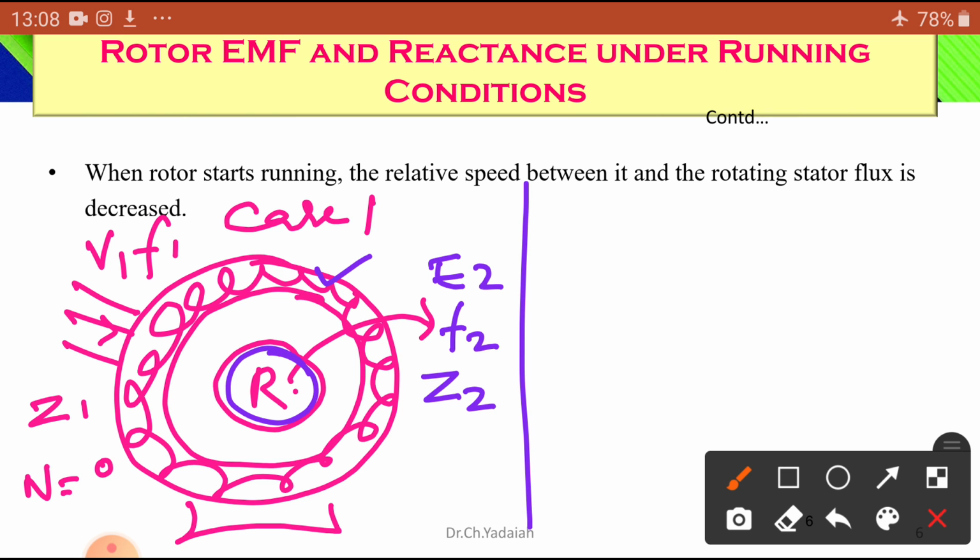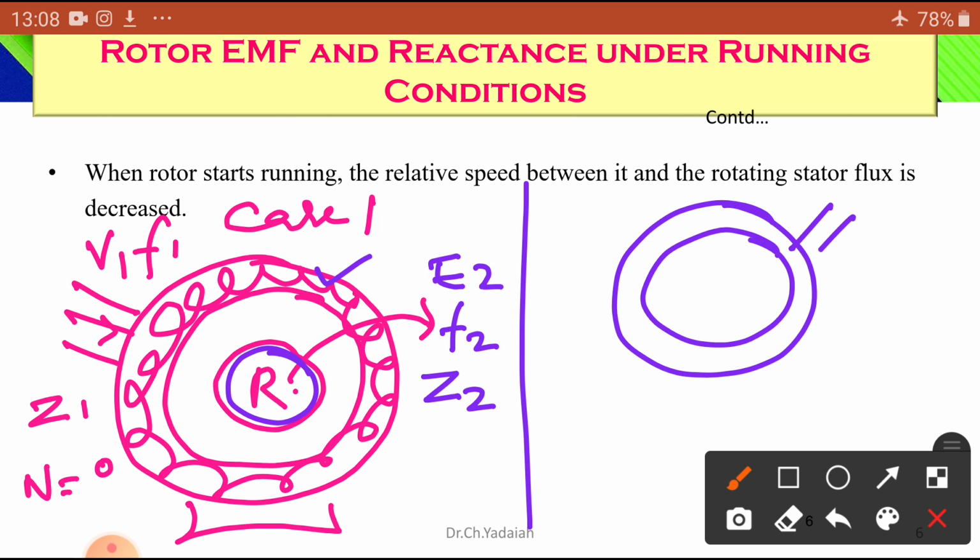Second case, what happens? Here the stator is common, but our rotor is rotating at a speed of n rpm. Now n is equal to some value, for example, you take 1400 or 1300 rpm.